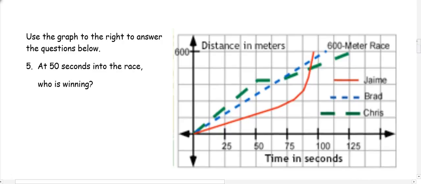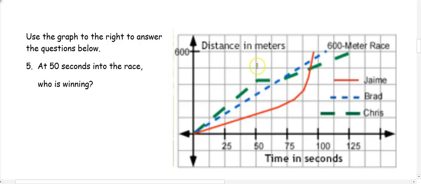So use the graph to the right to answer questions. So now we're going to analyze our graph to answer a few questions. So at 50 seconds, who's winning the race? We're looking at the graph, we have 3 runners. Jamie is the solid red line, Chris is the dotted green line, and Brad is the dotted blue line.